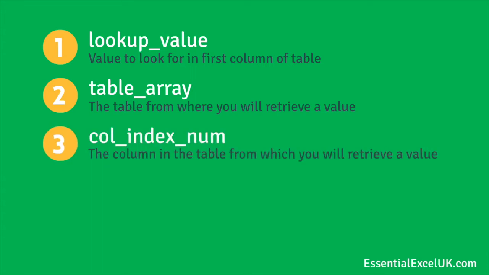The third is col index number, or column index number. This is the column from our table, the table being the table array. This is the column in our table array from which we want to retrieve a value. This is entered as a numeral, so a number.